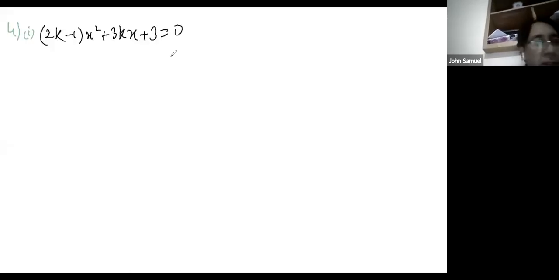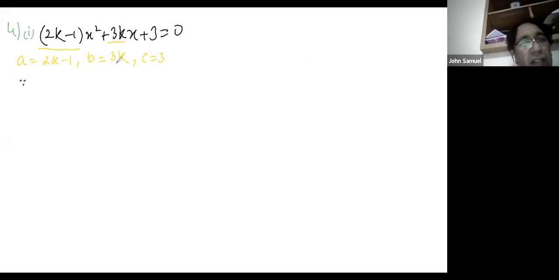I'm moving to the board once again, my dear student. This is (2k minus 1)x square plus 3kx plus 3 is equal to 0, right? So we can write a is equal to 2k minus 1, b is equal to 3k, and c is 3. Now, my dear student, according to the statement given, the roots are equal.